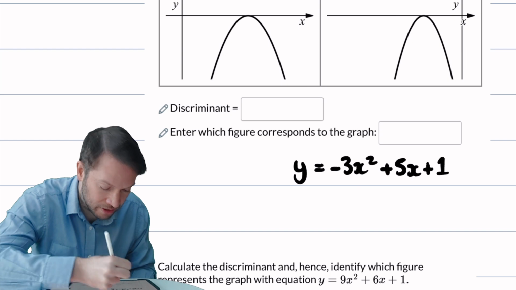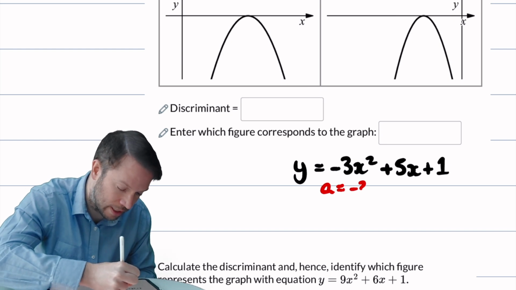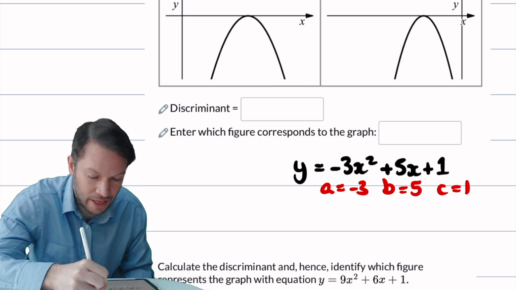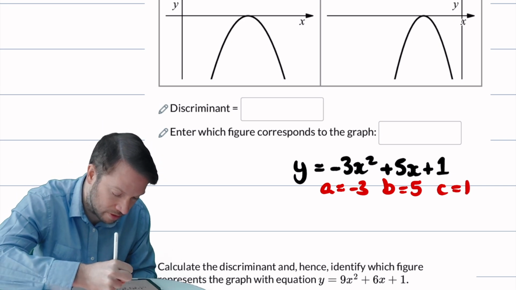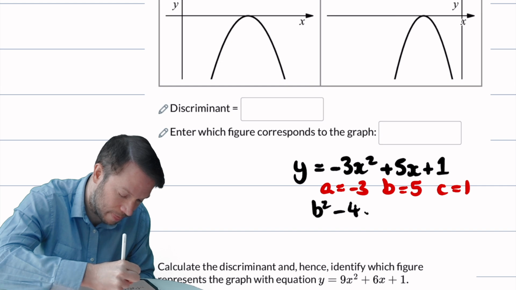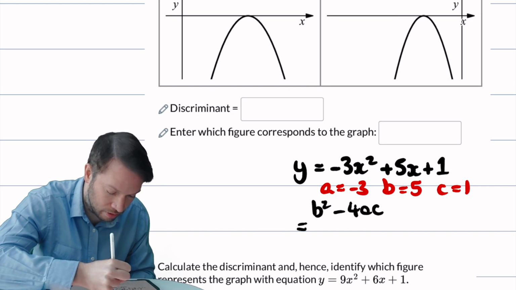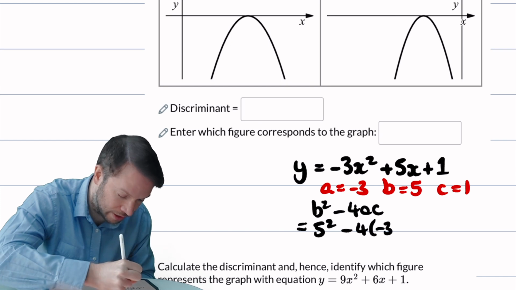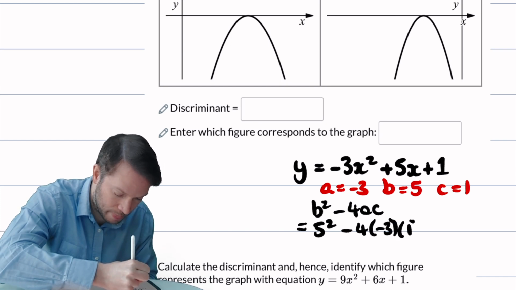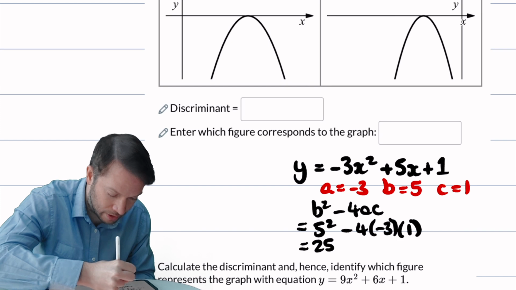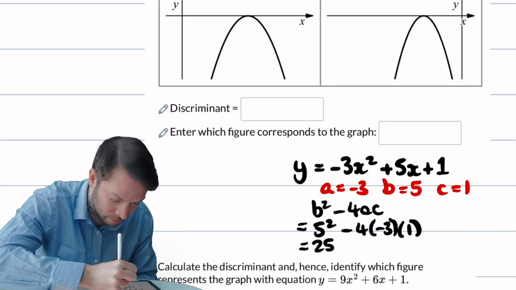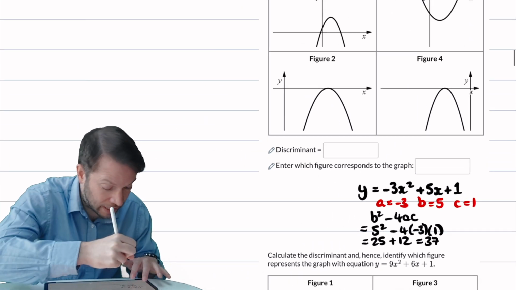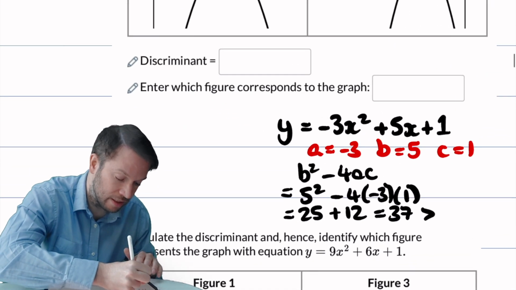Let's work out the discriminant. Well, the a is the coefficient of the x squared, b is the coefficient of the x, and c is the constant term. And then we're going to work out the discriminant, b squared minus 4ac, which is equal to 5 squared minus 4 times minus 3 times 1. That's 25 plus 12, which is 37. But that value there, we can see is greater than 0.